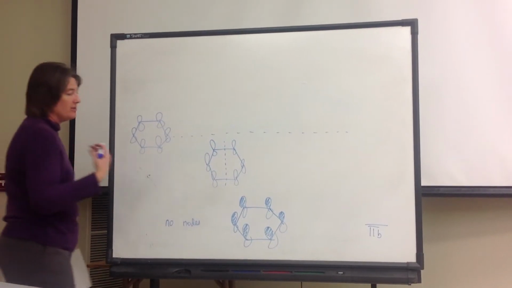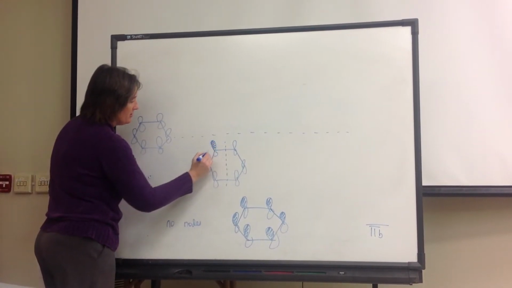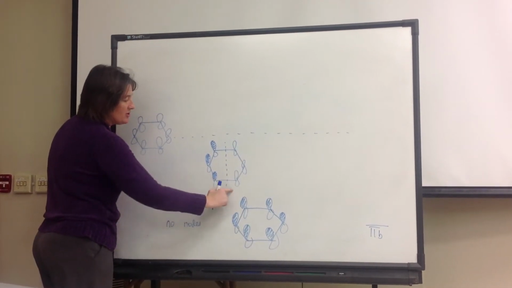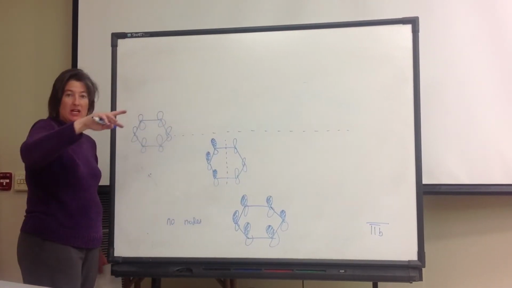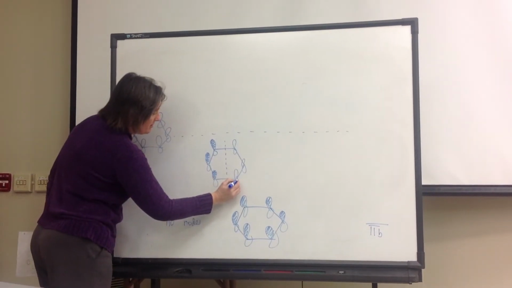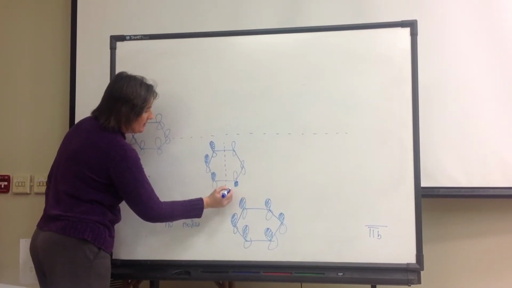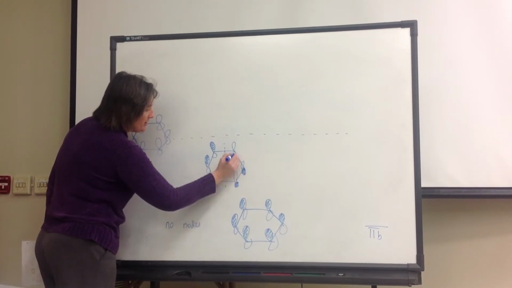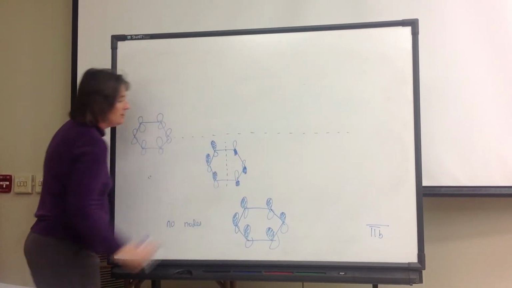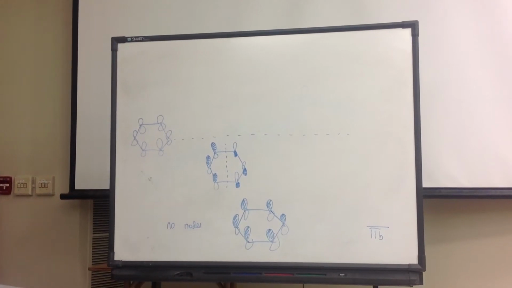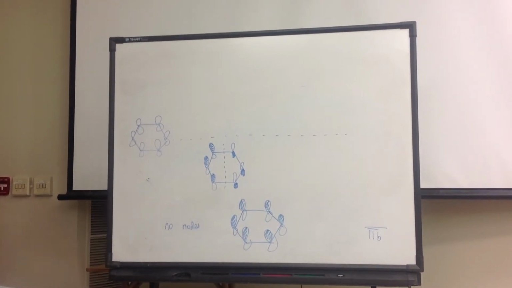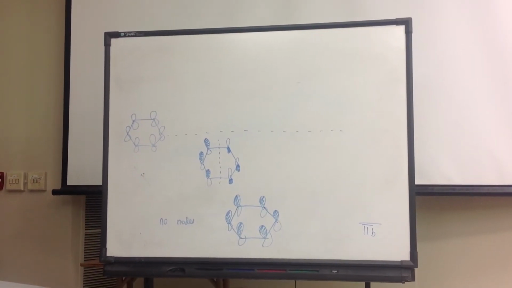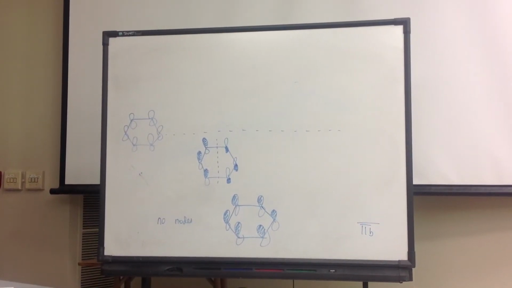Everything on this side of the node is shaded the same way, so I'll shade the top. Then I come across the node and I flip my shading. It's an anti-bonding interaction, so we'll shade the bottom. And then everything on that side of the node is shaded the same, so they're all shaded on the bottom. Now I put that below the line, which implies it is a net bonding orbital.